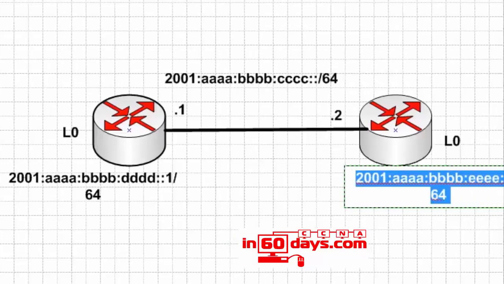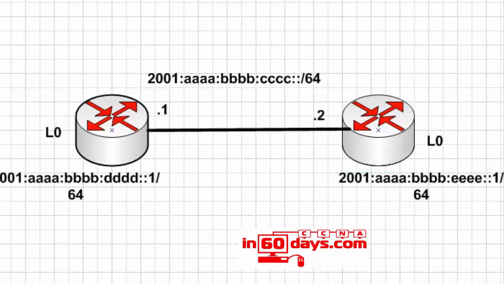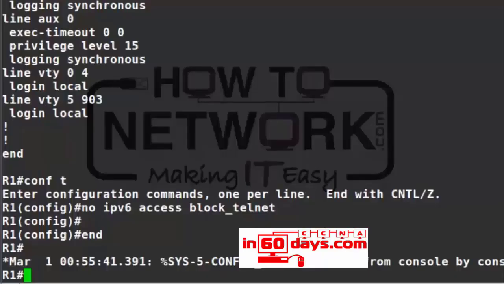Welcome to our IPv6 static routes lab. This is our topology, so please pause the video if you just need to check out the addresses. They look very similar. The last part is all the C's, all the D's and all the E's, depending on which network we're using. We've got a loopback interface on the left-hand router, router 1, and a loopback interface on the right-hand router, router 2.